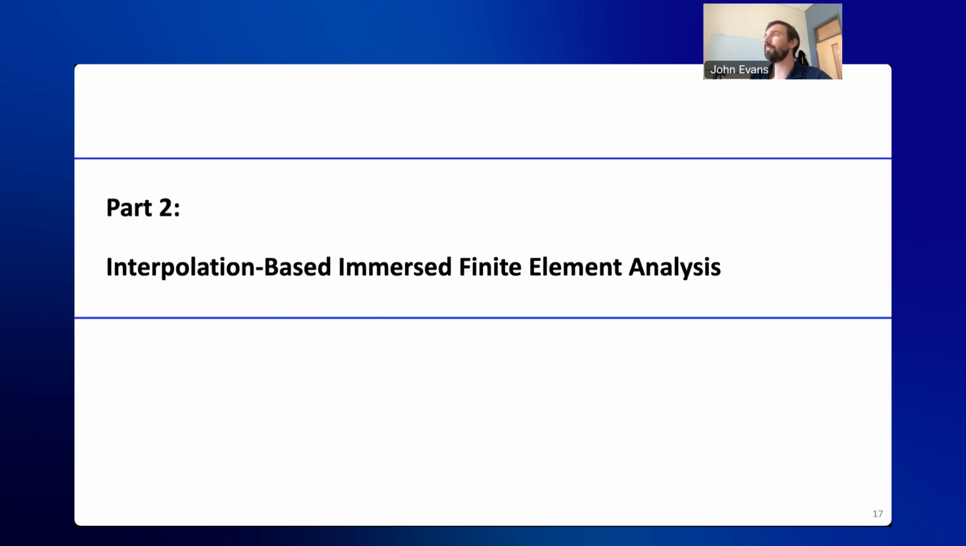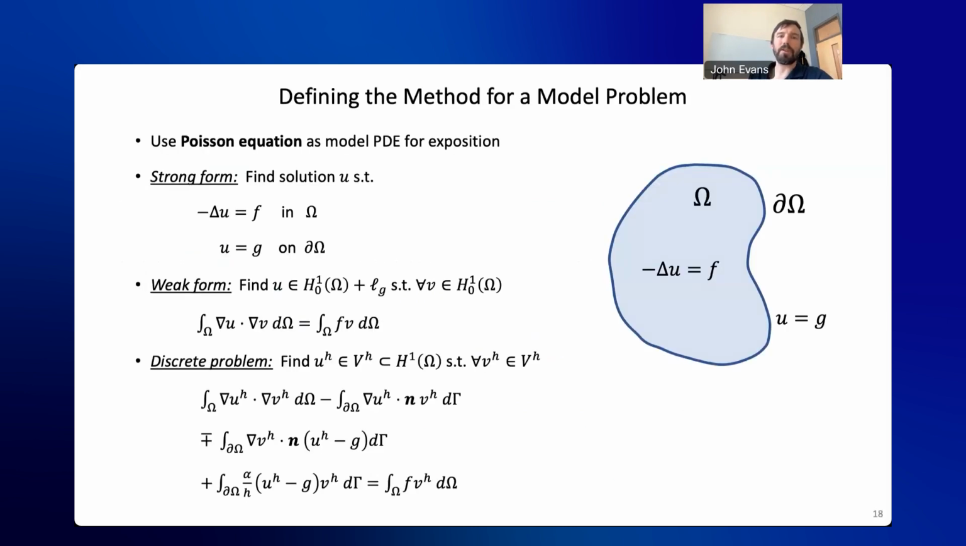That leads to part 2. So diving right in, what we're going to do now is leverage the Poisson equation as a model PDE for exposition. So we're going to consider this potato domain omega here, right? And we're going to consider the Dirichlet problem: find the solution u such that minus the Laplacian of u is equal to f, where f is prescribed inside the domain, and u will be equal to a prescribed function g along the boundary of the domain.